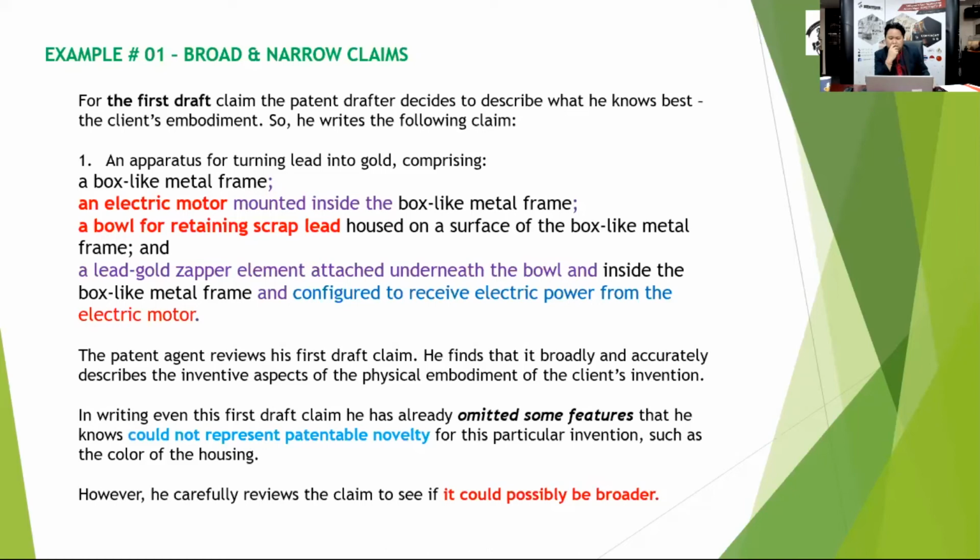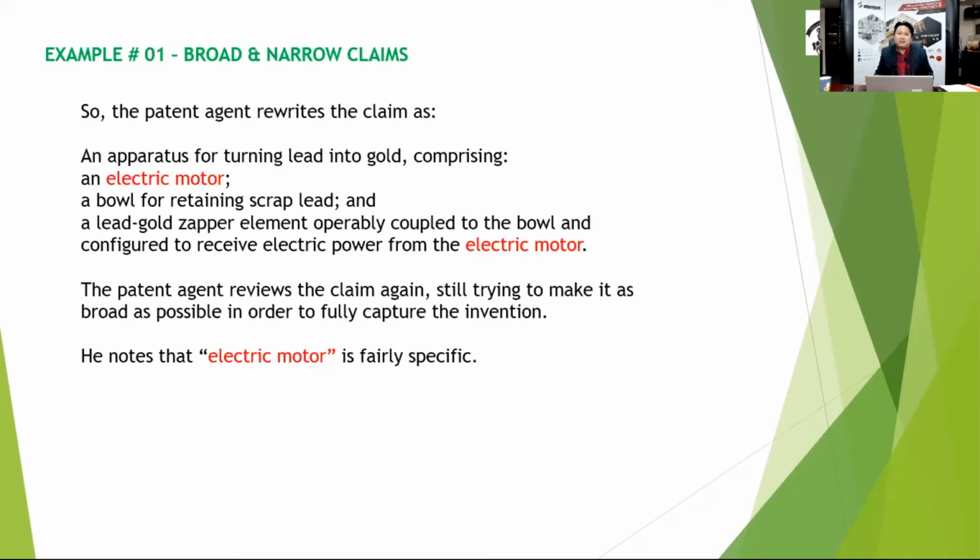So I am going to revisit my wording and my claims to see whether I have omitted something, or maybe I should delete something to make it a bit broader. Next, I would like to touch on this one. I removed the metal box frame from the claim; I think that's not very essential. So what I have written is: an apparatus for turning lead into gold comprising an electric motor, a bowl for retaining scrap lead, and a lead gold zapper, and so on, receiving power from the motor.